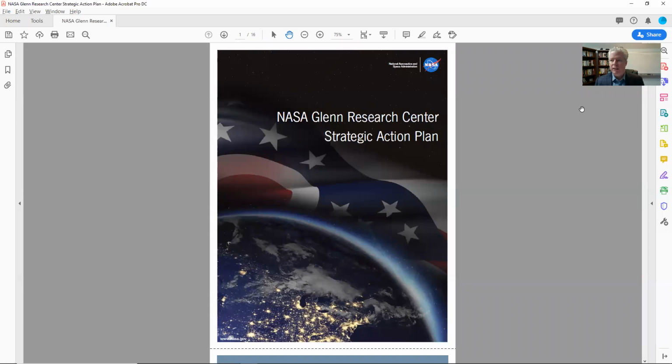Let me go ahead and share that document while we're talking. So I'm going to minimize some of my windows here. You can see the strategic action plan. That's what I'm going to go through. I'm going to go from the top to the bottom and pull out gems that can be useful.